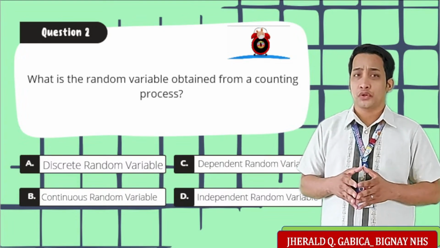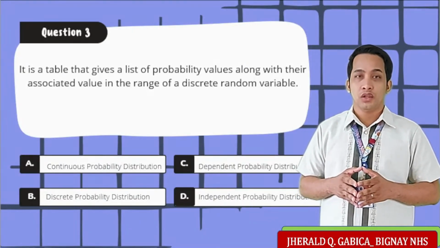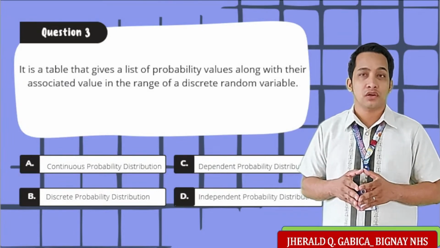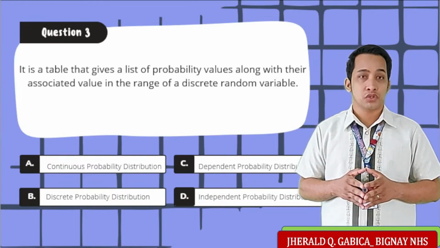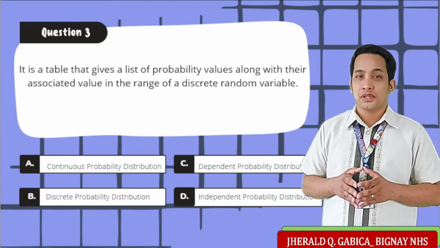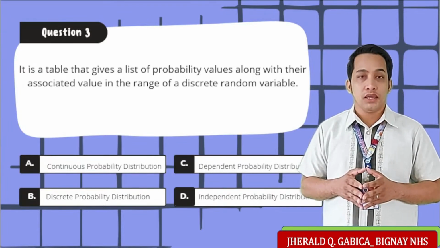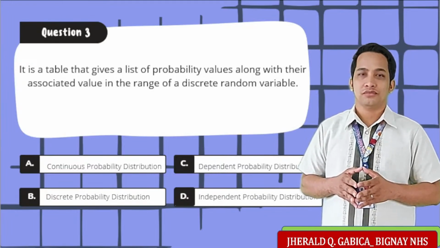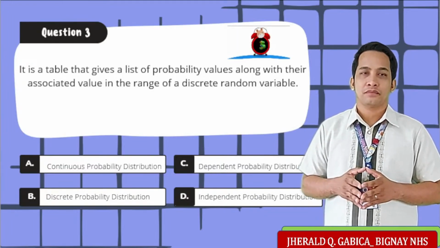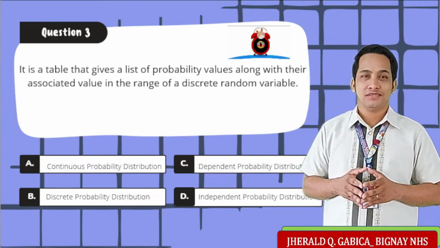Let's see how we make it to the third item. It is a table that gives a list of probability values along with their associated value in the range of a discrete random variable. Is it A. Continuous probability distribution, B. Discrete probability distribution, C. Dependent probability distribution, or D. Independent probability distribution? 5 seconds. Go. Time's up. The correct answer is B.